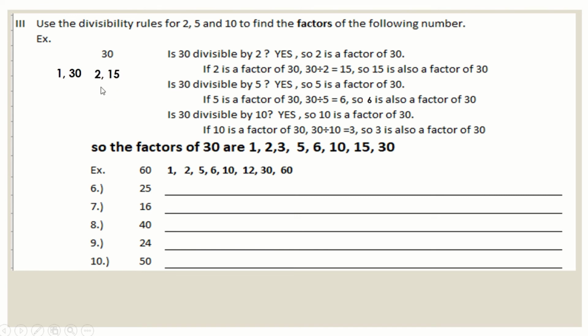So 2 and 15. 2 times 15 is 30. So is 30 divisible by 5? Yes. So 5 is a factor of 30. If 5 is a factor of 30, then 30 divided by 5 is 6. So 6 is also a factor of 30. So the partners are 5 and 6. So since 30 is divisible by 10, what is the partner of 10? That will be 10 times 3. So here are the factors of 30.